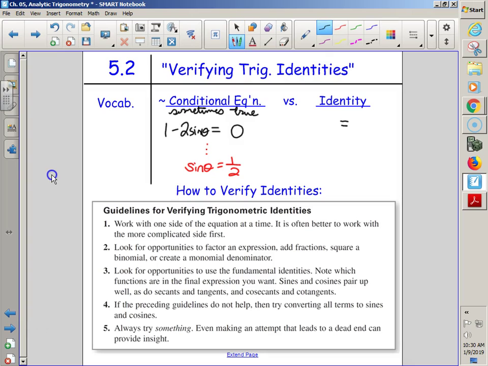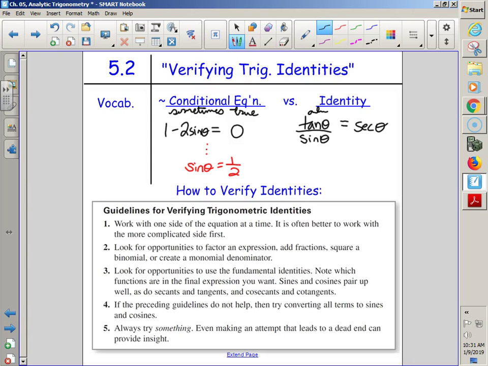Identity, though. Tangent of theta over sine of theta is equal to secant of theta. Always true. Really? It's not in my table, and it's not going to be. I don't want you to memorize it. But I want you to be able to show me that it's always true. I want you to verify that something you've been given is always true.